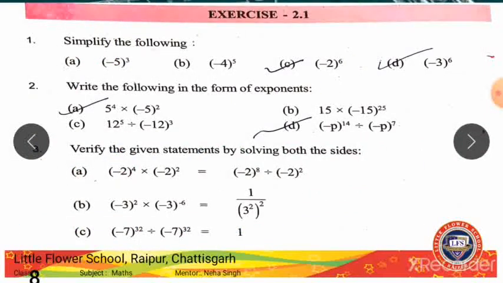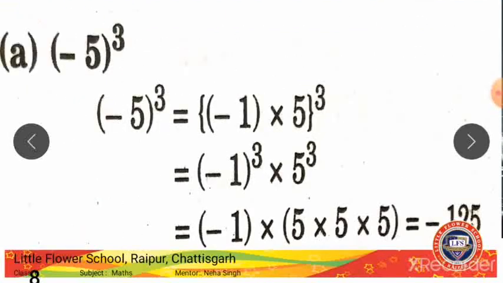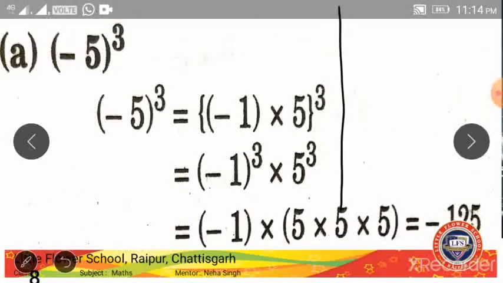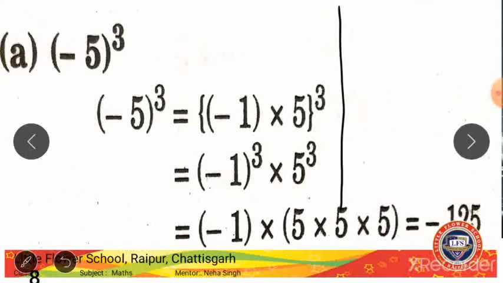Now coming on to the exercise. First question is simplify. In such type of questions where it says simplify, what will you do? Minus 5 cube, right? Means minus 5 has to be multiplied 3 times. See here, there are 2 ways to solve this now. One, you can solve in the way given.